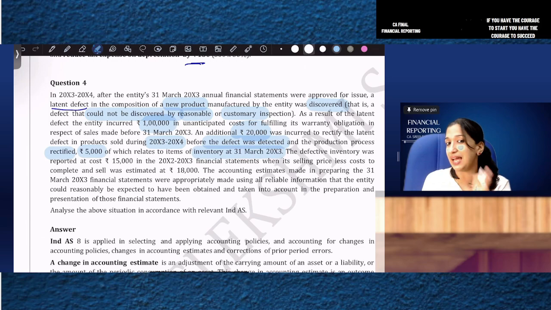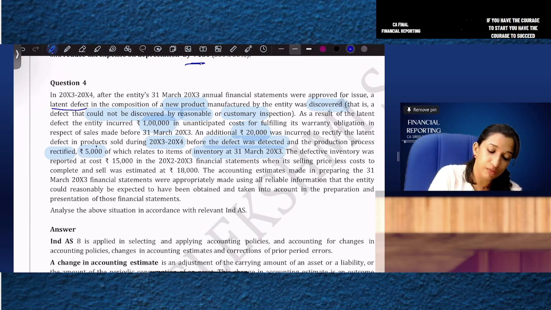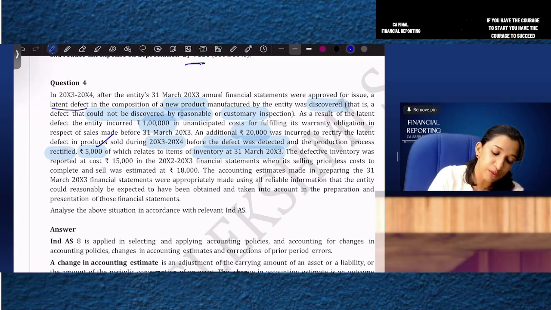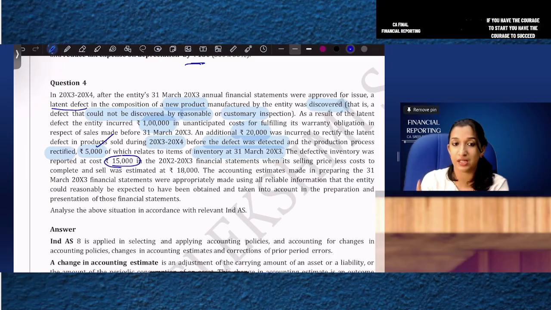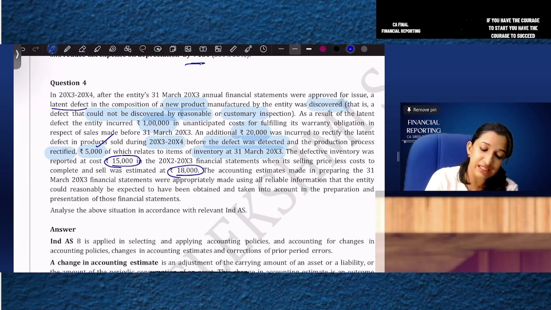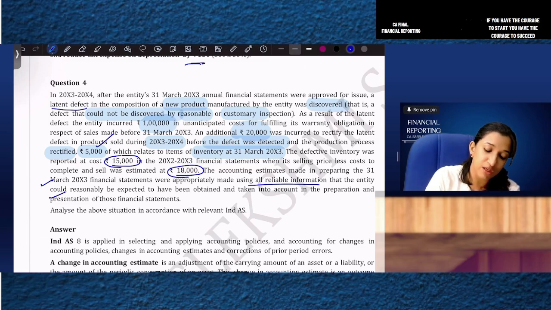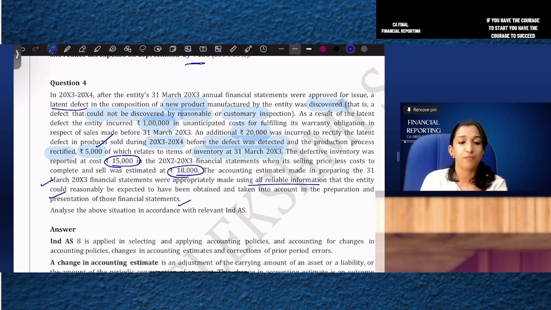At 31st March 2013, last year, we rectified the closing stock and incurred 5,000. The defective inventory was reported at a cost of 15,000, and NRV is 18,000. The accounting estimates made in preparing the 31st March 13 financial statements were approximately made using all reliable information that the entity could reasonably expect to have obtained and taken into account in the preparation and presentation of financial statements. Analyze the above situation in accordance with relevant Ind AS.